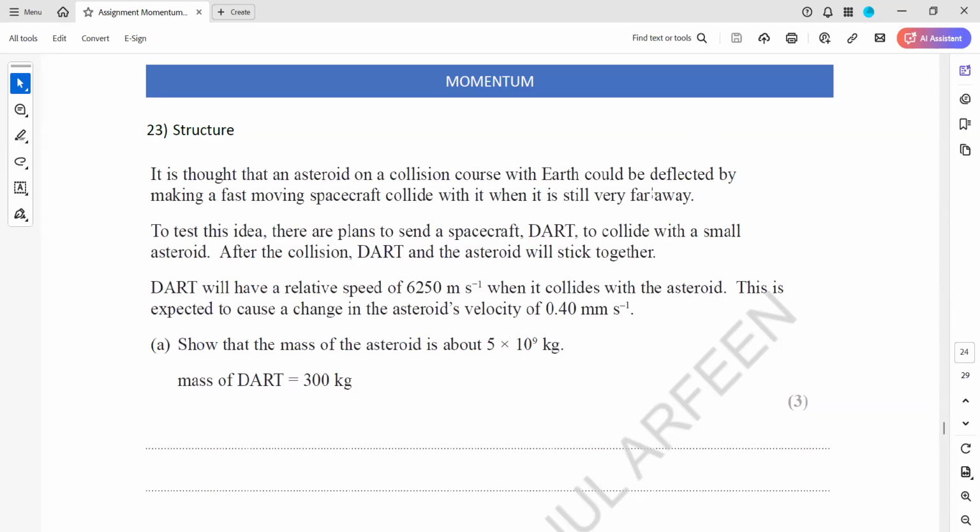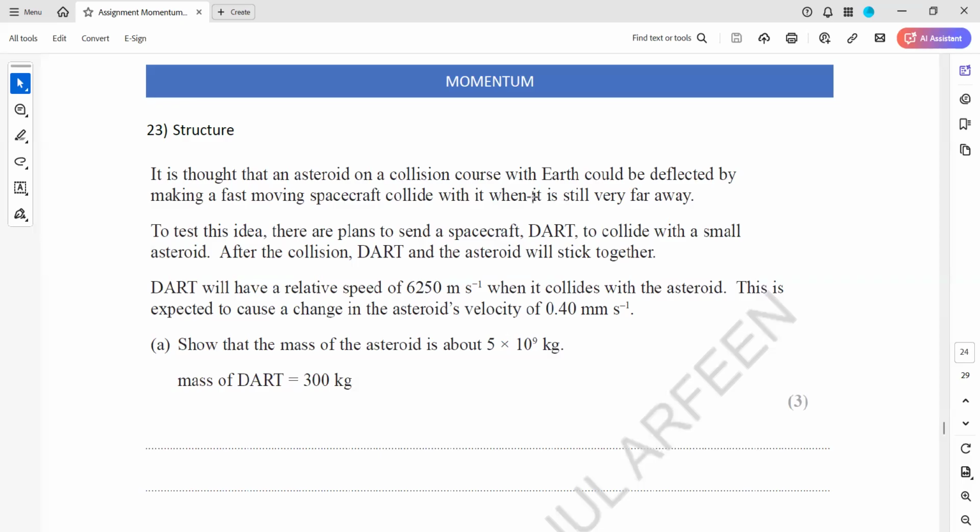it is thought that an asteroid on a collision course with the Earth could be deflected by making a fast-moving spacecraft collide with it when it is still very far. So using this, we can collide with the asteroid and we can change its trajectory, the path. To test this idea, there are plans to send a spacecraft DART to collide with a small asteroid. After the collision, the DART and the asteroid will stick together.